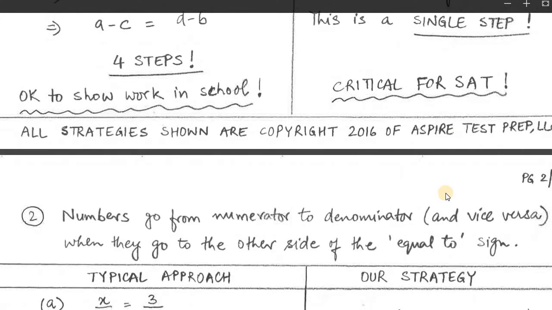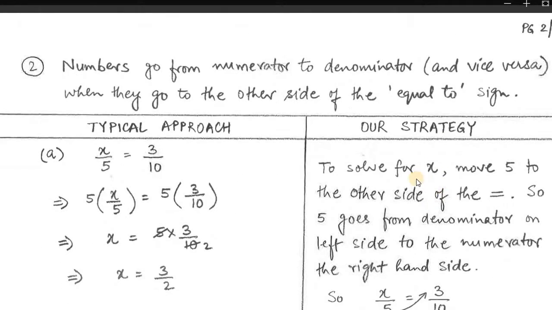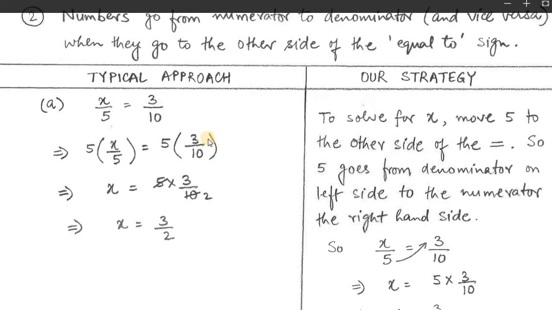So let's move on to the second strategy, which is that numbers go from numerator to denominator when they go to the other side of the equal sign. So I'll explain what this means. Again, I'll pick a very simple example. Say x over 5 equals 3 divided by 10.